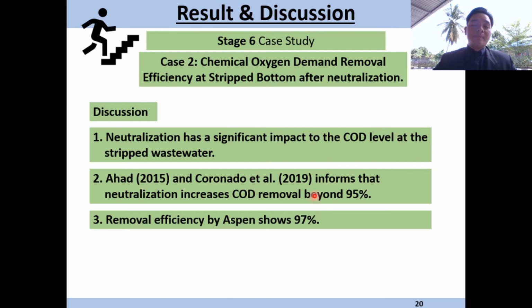So what this means is that neutralization has a significant impact on the COD level at the strip wastewater. This has been supported by two literature reviews, Ahad 2050 and Coronado 2009, which inform that neutralization increased the COD removal beyond 95%. But in this Aspen simulation, it indicates that the removal efficiency after the neutralization process is 97%.